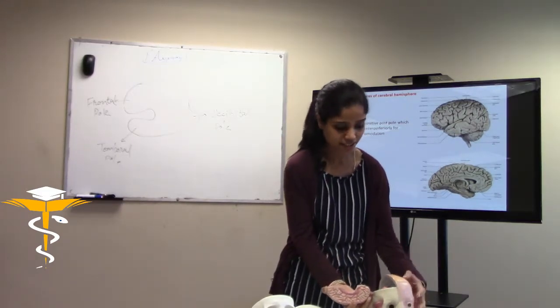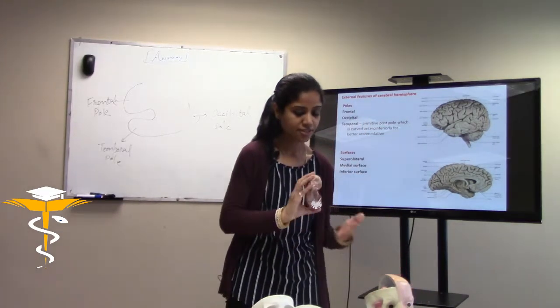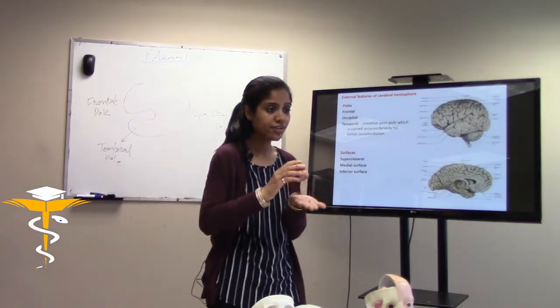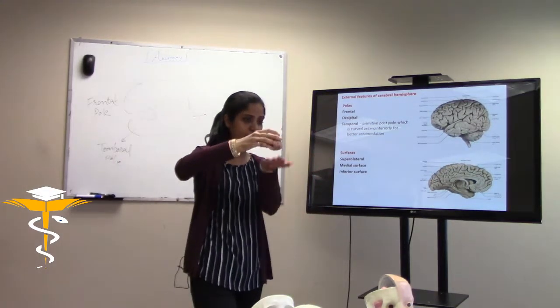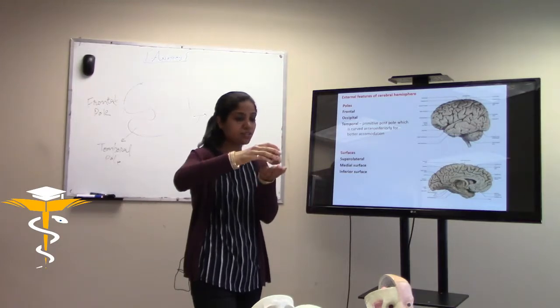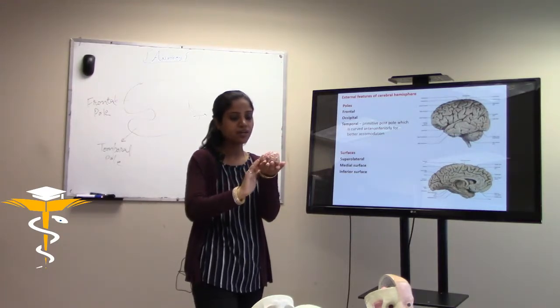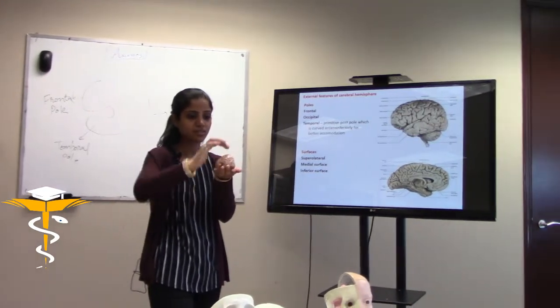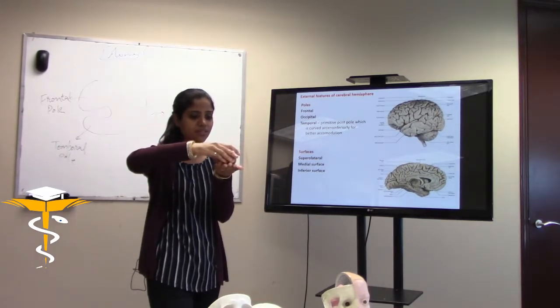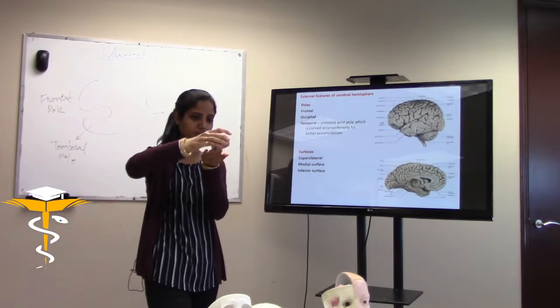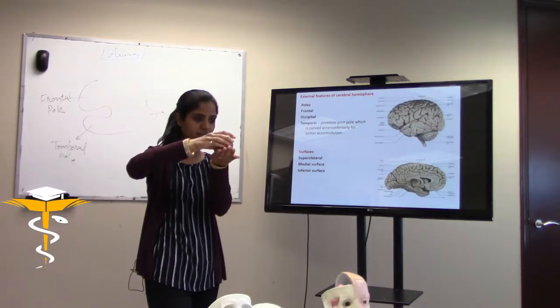And the third surface is the inferior surface, which is directed inferiorly. Inferior means directed below or facing towards the inferior aspect. So the three surfaces of the cerebrum are the superolateral surface, the medial surface, and the inferior surface, which is directed below.